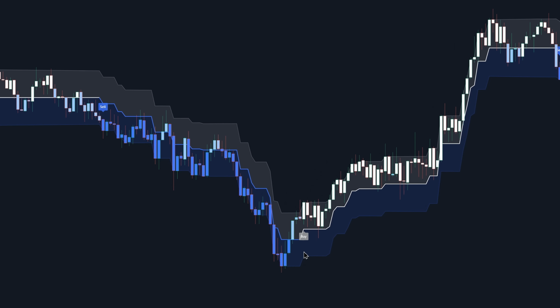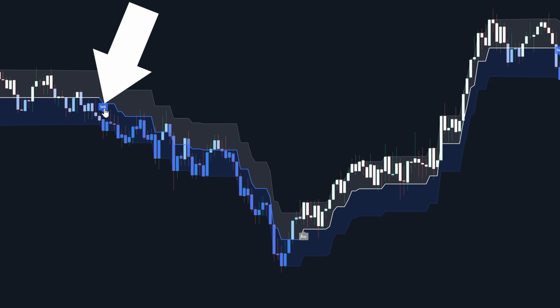The gray area at the top is called the high target range, and then the blue area at the bottom is actually called the low target range. Now, if the price breaks and closes above the high target range, a buy signal is going to be printed. Conversely, if the price breaks under the low target range, a sell signal is going to be printed.